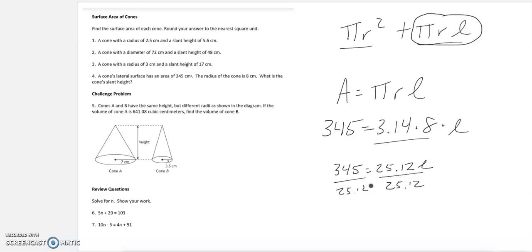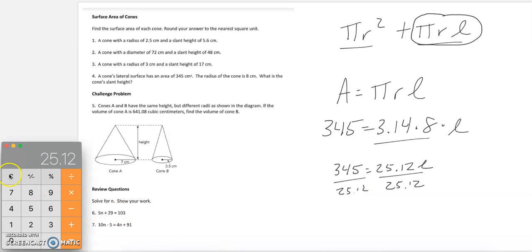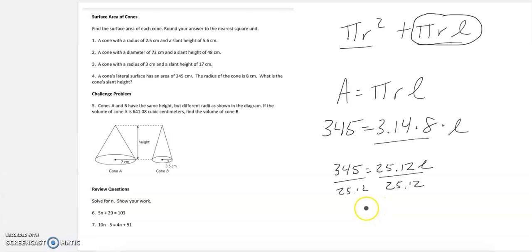So 345 divided by 25.12. 345 divided by 25.12 is going to equal 13.7. So 13.7, but we're rounding to the nearest square unit, so that's going to give us 14. So 14 is the slant height. All right.